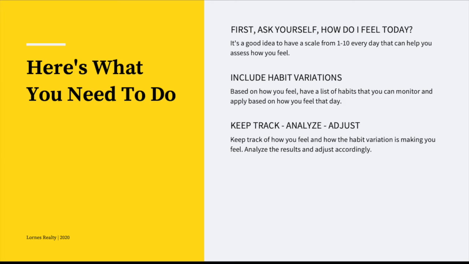It's a good idea to have a scale from 1 to 10 every day that can help you assess how you feel. And in the habit tracker, there's going to be a scale that you can use to assess how you feel. Now, based on the results, based on how you feel, you will include some habit variations. Based on how you feel, you will have a list of habits that you can monitor and that you can apply based on how you feel on that specific day. And what do I mean by that? Well, let's say you woke up one morning and you're feeling, as we said, happy, energized, and motivated. Then you carry on with your day and you do the habits that you want to do. And most probably, if you follow the systems in this course and you're feeling good about it, you are going to be able to make it.